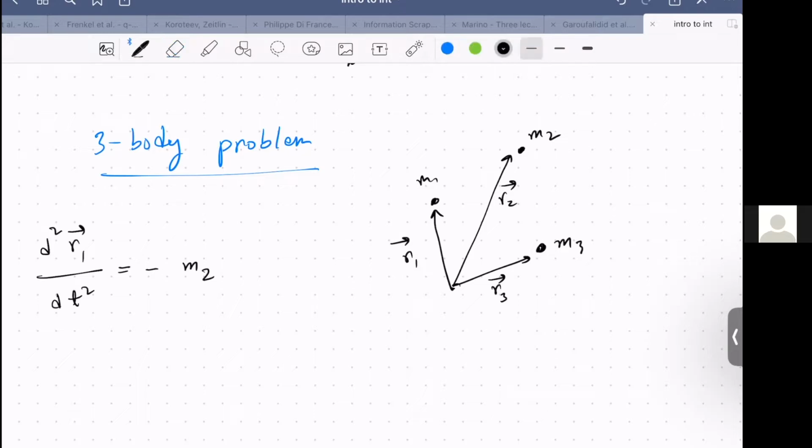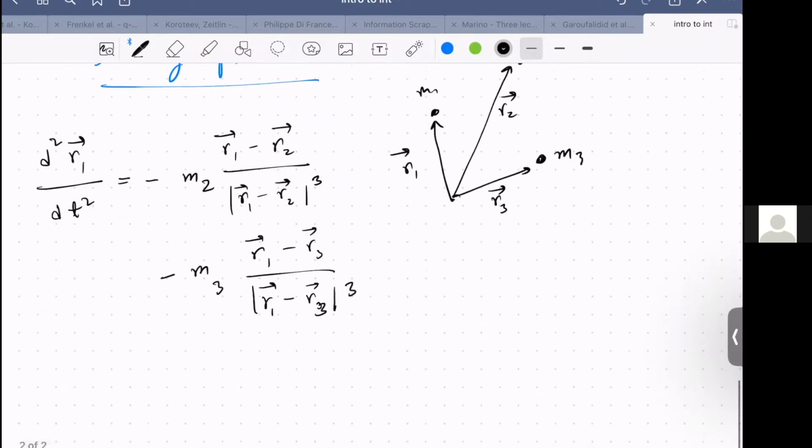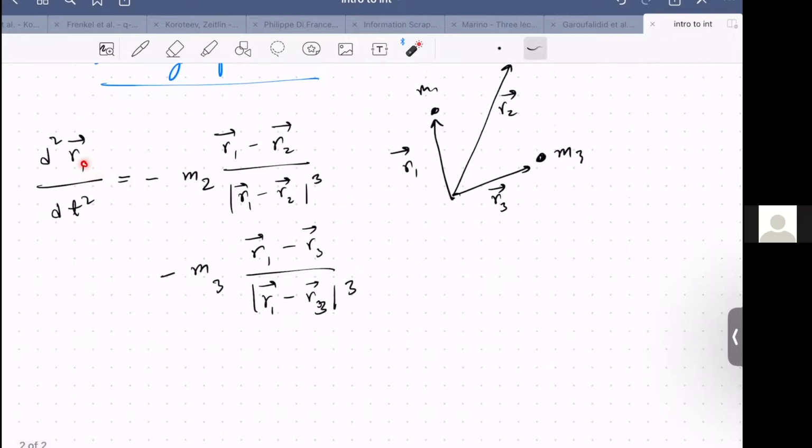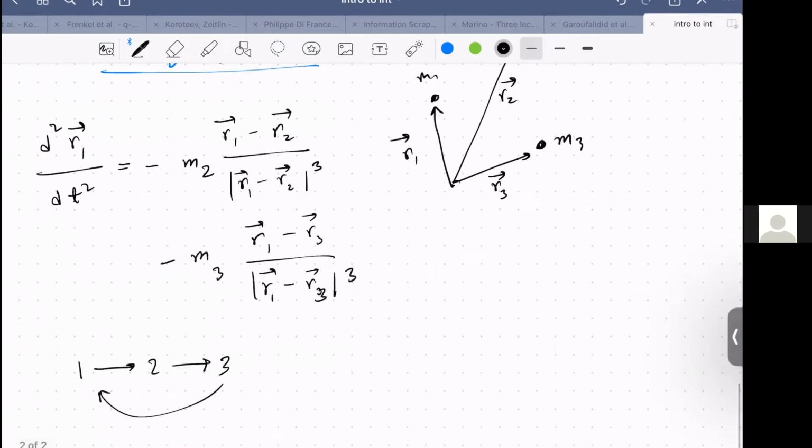Well, let's say G is 1. This is one of them. You have two other equations for R2 and R3. You find them by doing cyclic permutation. All right, so you have three equations. It looks very similar to our original problem of a two-body system. We just have one more massive object, but this system is unsolvable. Meaning, there's no known solution. There's no exact solution.